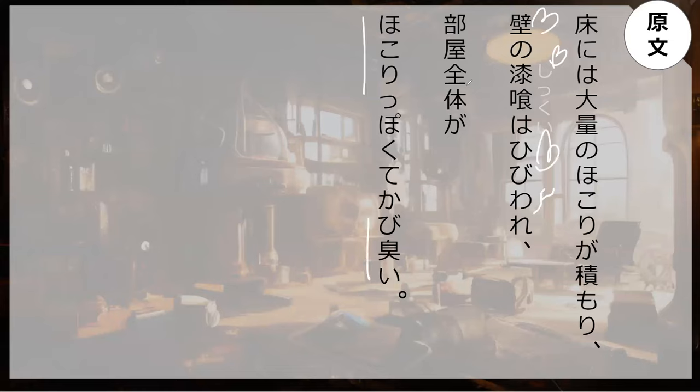Heya zentai ga, the entire room, hokori poku te kabi kusai. Full of dust and smells of mold. Yep, it's dusty and moldy, smells of mold.